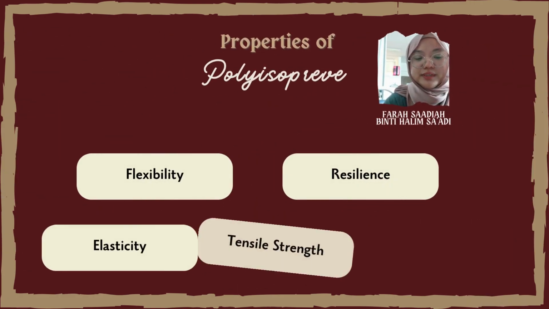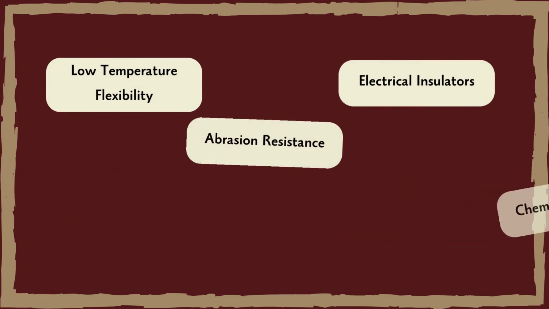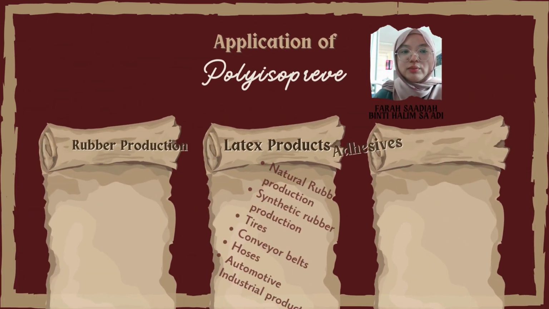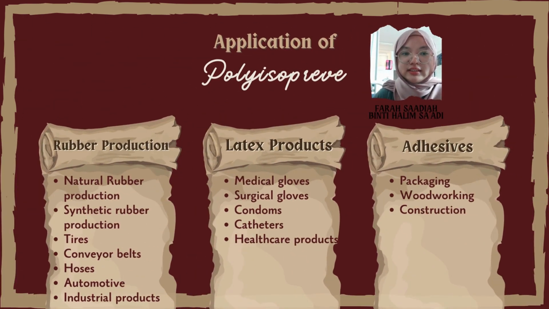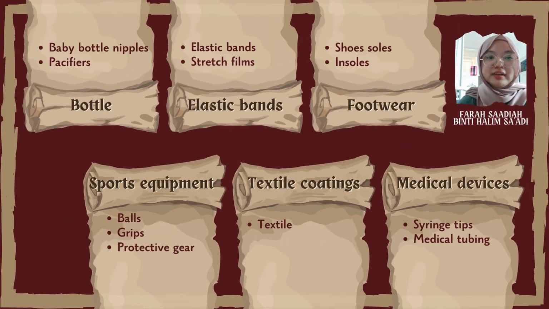Properties of polyisoprene are flexibility, resilience, elasticity, tensile strength, low temperature flexibility, abrasion resistance, electrical insulation, chemical resistance, and biocompatibility. The applications of polyisoprene are rubber production, latex products, adhesives, bottles, elastic bands, footwear, medical devices, textile coating, and sports equipment.